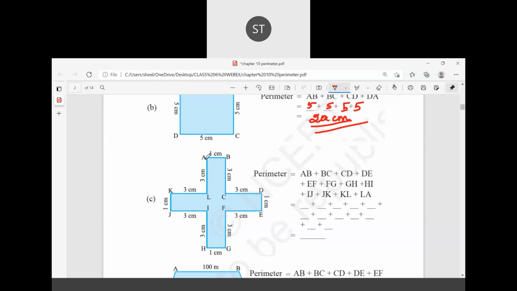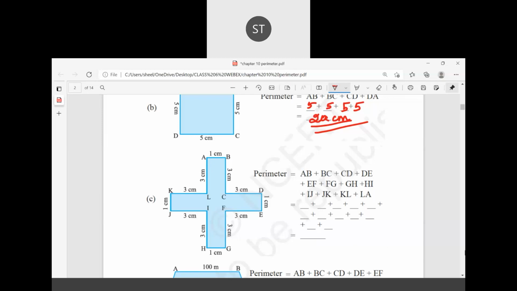So we start from A to B, B to C, C to D, D to E, E to F, F to G, G to H, and then I, J, then up to K, then up to L, then the last A. So all the boundary length we have taken here, right?